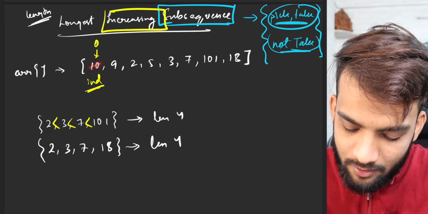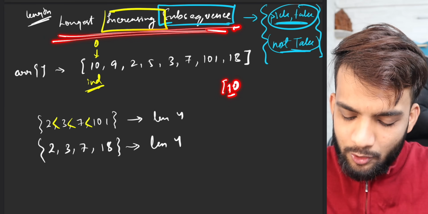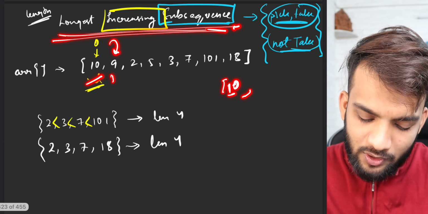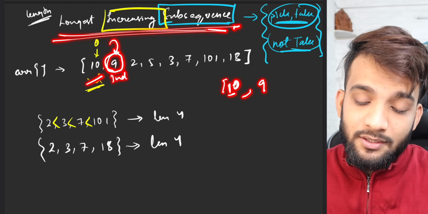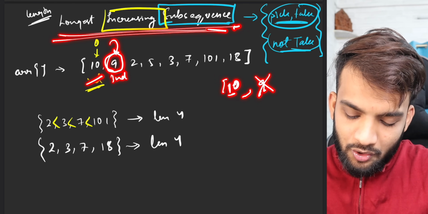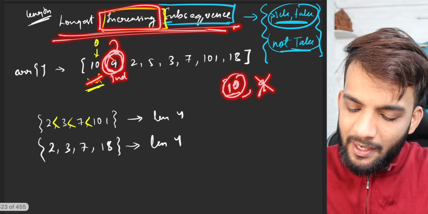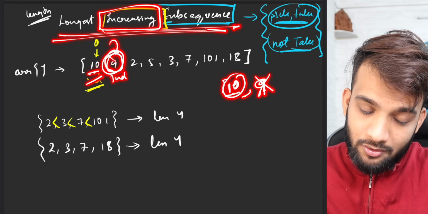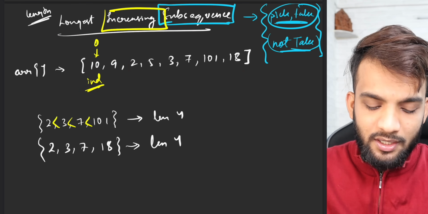Imagine you take 10 to be the part of your longest increasing subsequence. Now you move to 9, so the index moves to 9. Can 9 be the part of the same subsequence? The answer to that is no. Why? Because your brain says, hey Striver, we previously took 10. We're looking for increasing, so we cannot have 9 as the part of this particular subsequence. We previously took 10, so we cannot take 9 at the current index.